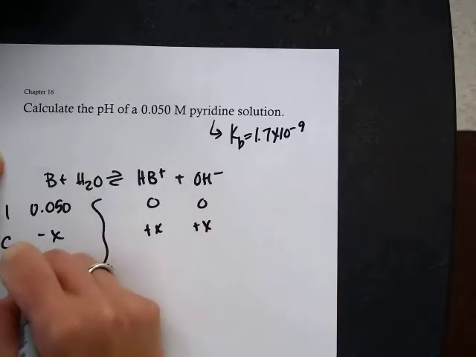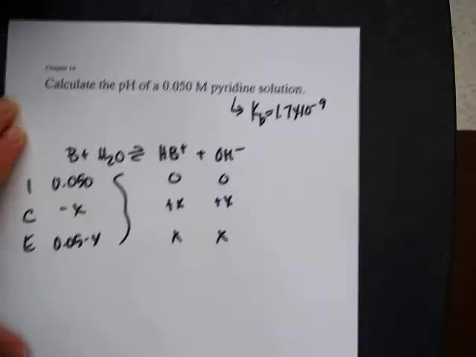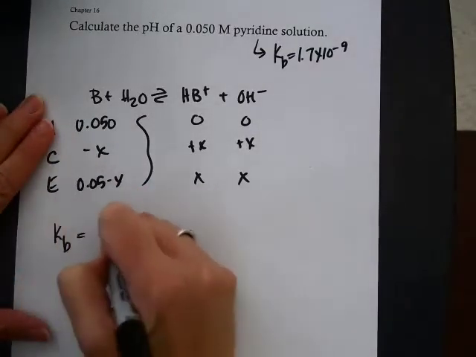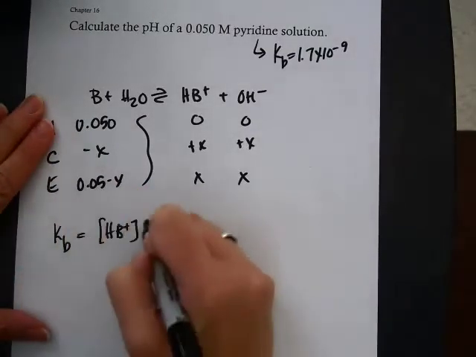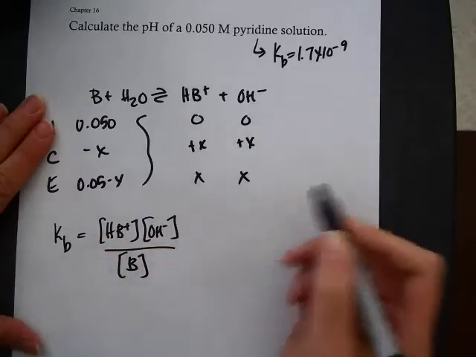I'm plugging in all my numbers. I don't care about the numbers for hydrogen or for water. So I have the 0.05 for the base, 0 for the ions, minus and plus X. The Kb is the ions on top, original base on the bottom. Remember, water is left off because it's a pure liquid.